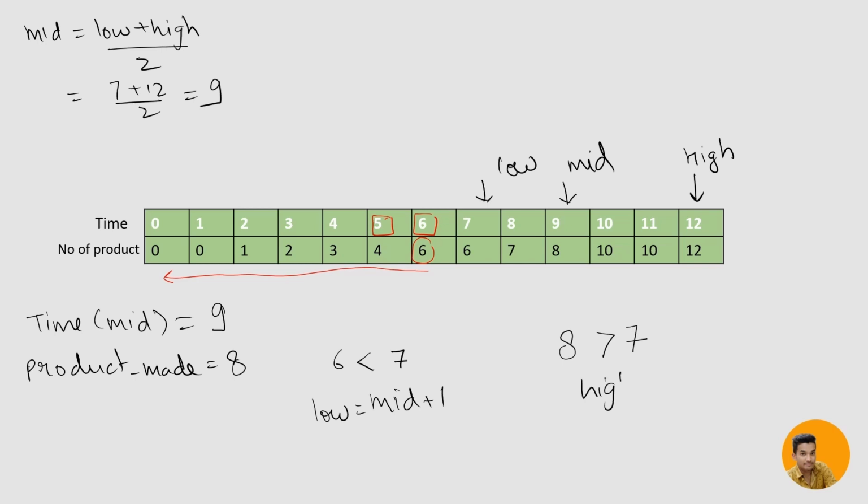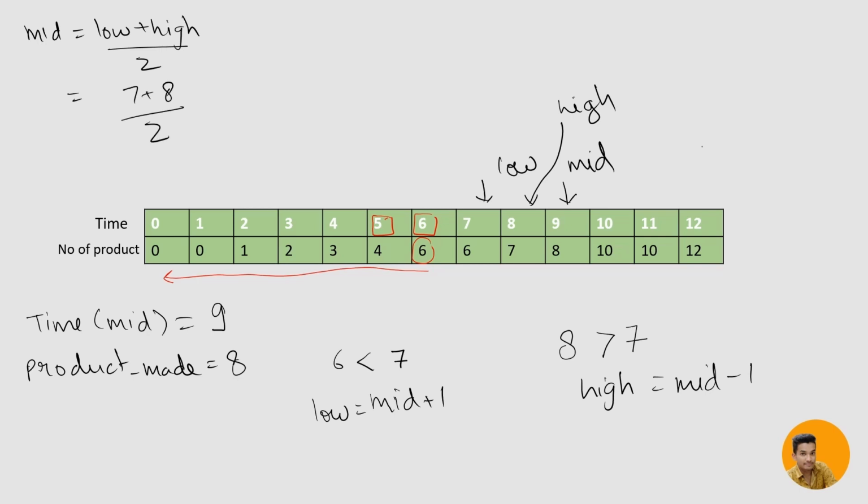In that case, high would become mid minus 1. So let's do this. High would become mid minus 1. High would point over here. And now what is our mid value? Mid value is nothing but 7 plus 8 divided by 2. So in this case, this would be 7. So mid would point over 7.